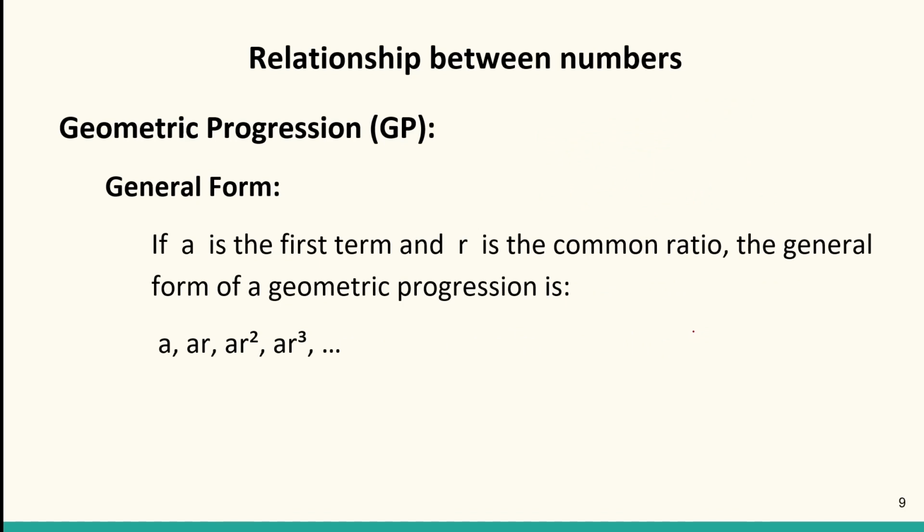So let's see the general form. In arithmetic progression, we learned the general form. Let's see the same kind of form here in the geometric progression. So if a is the first term and r is the common ratio, okay, then the general form of a geometric progression is a, ar, ar square, ar cube, ar power 4, ar power n minus 1, and so on, okay. This will be the general form.